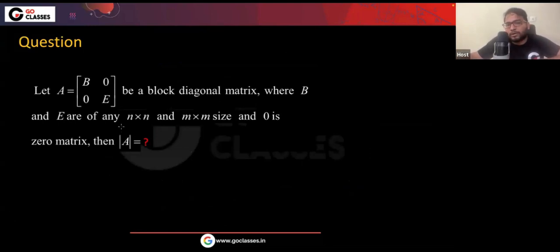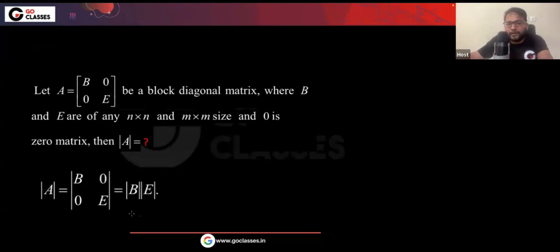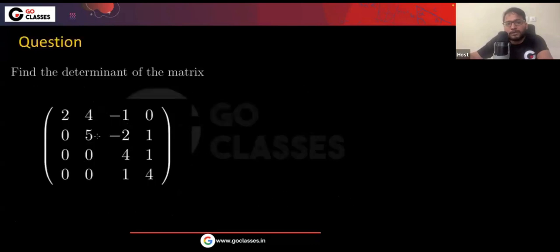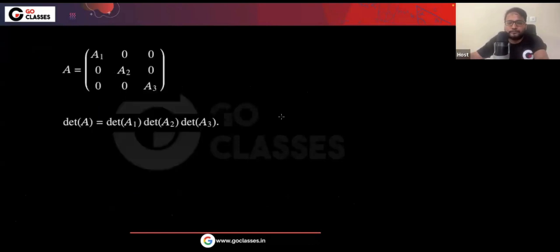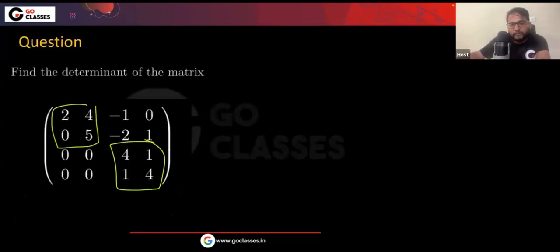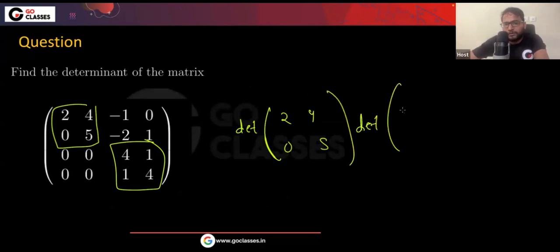So let's do this. What is the determinant of A here? This is very easy. Determinant of A here is determinant of B into determinant of E, right? What is the determinant of this? See here, this is one block, this is another block. So determinant of this is determinant of this into determinant of this. The answer I don't have, but yes, it will be determinant of 2 4 0 5 into determinant of 4 1 1 4.